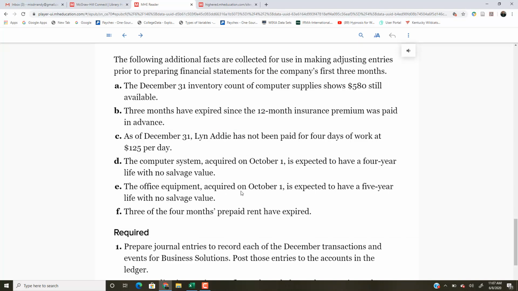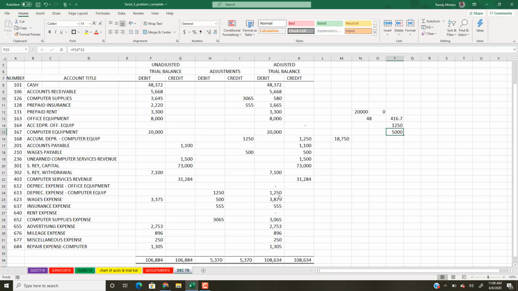The office equipment acquired on October 1st is expected to have a 5-year life with no salvage value. And again, because I'm working with a 3-month period here, and you always want to check your dates, I can only take 3 months. I can't take 12 months. I'm only going to take the 3 months that I've had it. So let's go back over, and I'm just going to change some of these numbers.